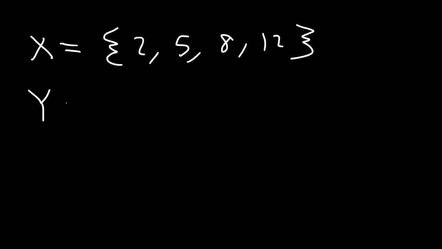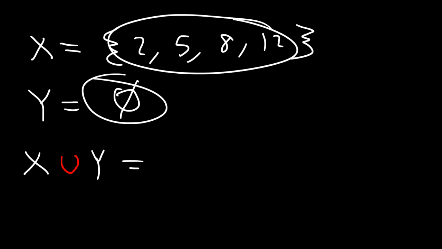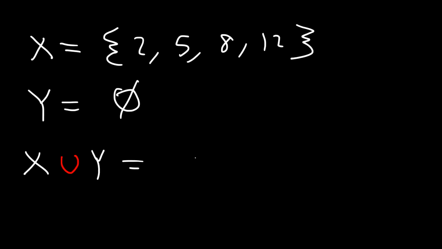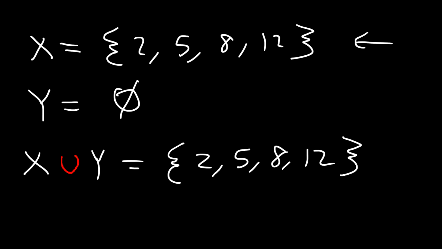Let's say that set X contains the numbers 2, 5, 8, 12. And set Y, let's say, is an empty set. What is the union of a set with numbers and an empty set? Well, the empty set is not going to add anything. It's like saying 15 plus 0, that's going to be 15. So therefore, the union of set X with an empty set Y is going to be the same as set X. It's 2, 5, 8, and 12. It's not going to change.